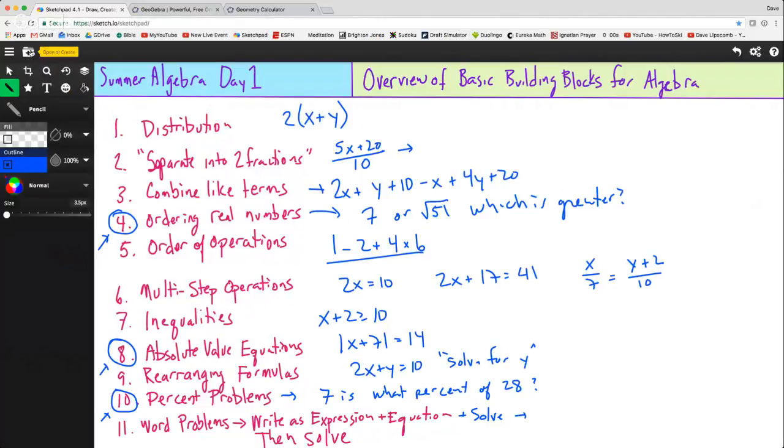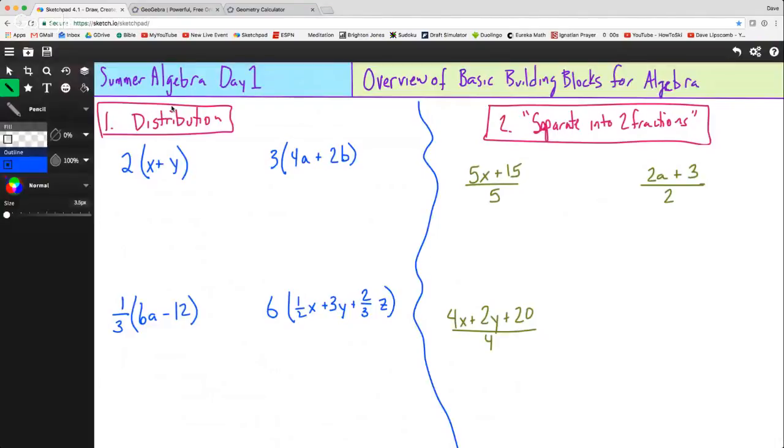We'll start off with distribution. Okay. So distribution is, and again, everything that we're doing today, these are basic building blocks for algebra. So these are things that most people in the class will know.